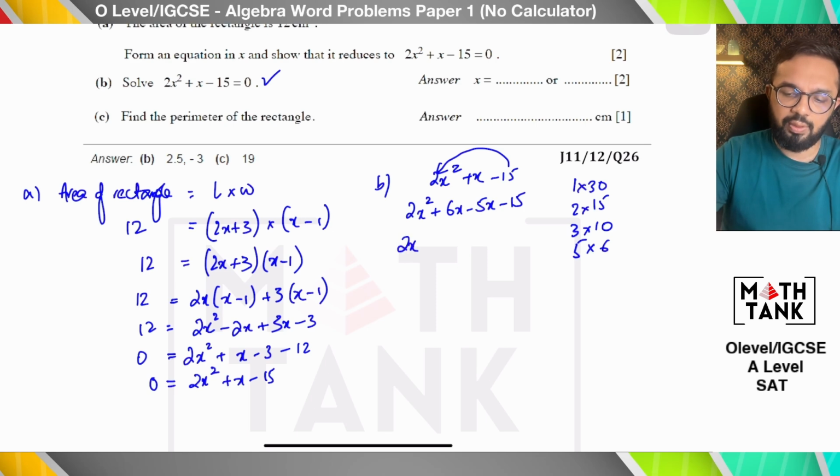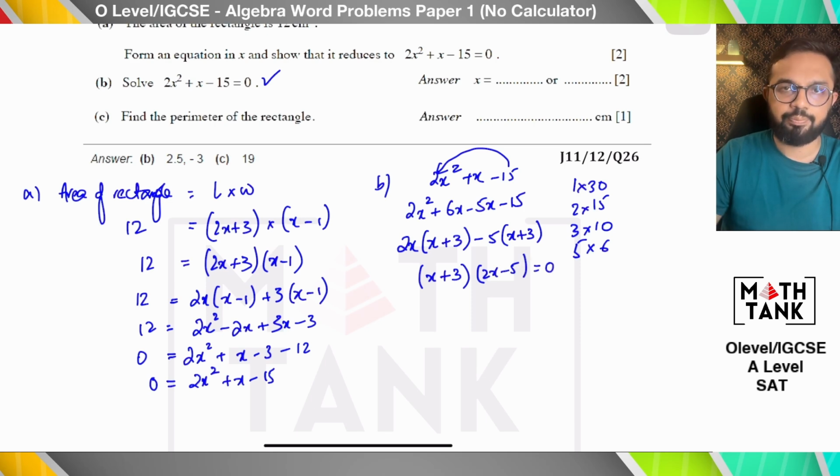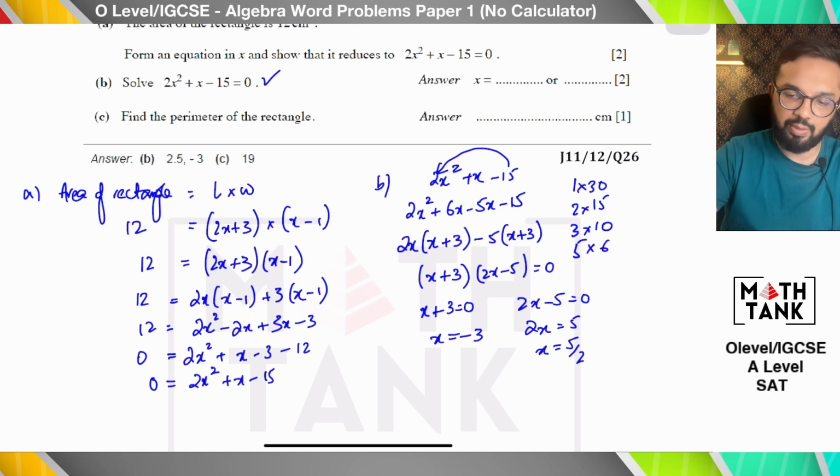So what is common in the first two? It's 2x, so 2x bracket x plus 3 minus 5 bracket x plus 3. So x plus 3 into 2x minus 5 equals 0. So either this equals 0 or that equals 0. x equals minus 3, 2x equals 5, and x equals 5 over 2. Those are the two values of x.